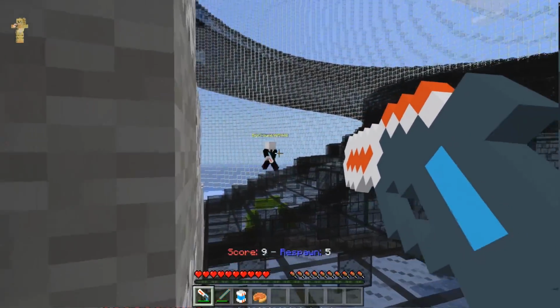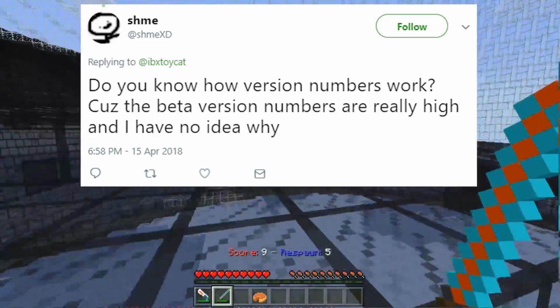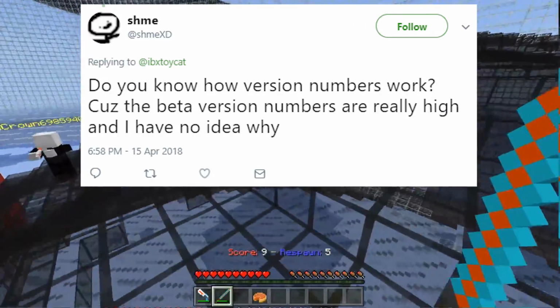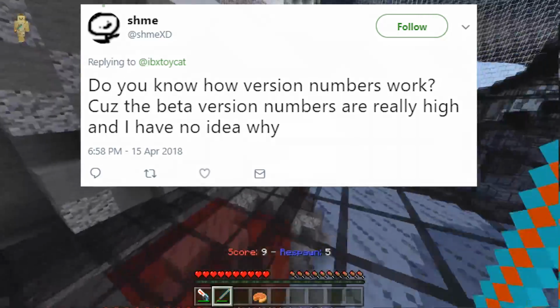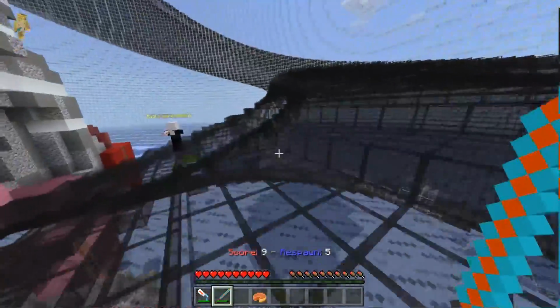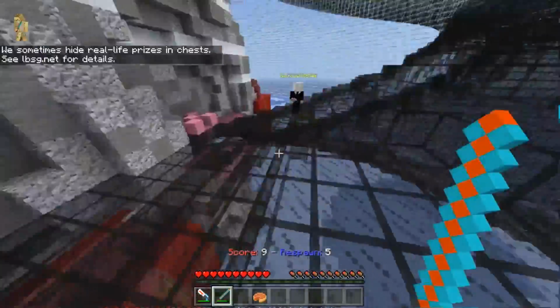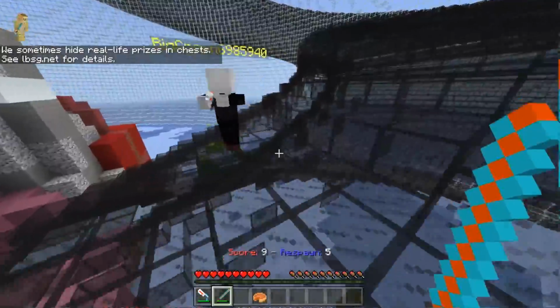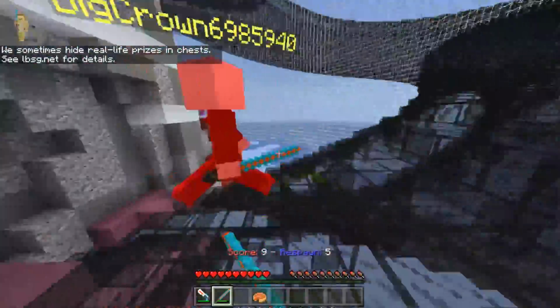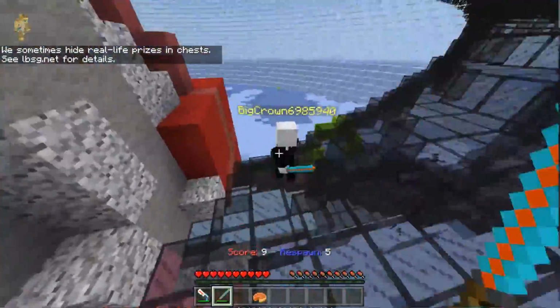So let's move to the next question, which comes in from Shmi, who says, do you know how version numbers work? Because beta number versions are really high, and I have no idea why. So when it comes to the PC, the version numbers are 1.12, 1.13, 1.14, etc. And then the snapshots are like, oh yeah, this is the year, this is the week, and this is the snapshot of that week.